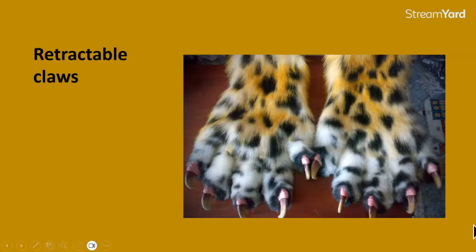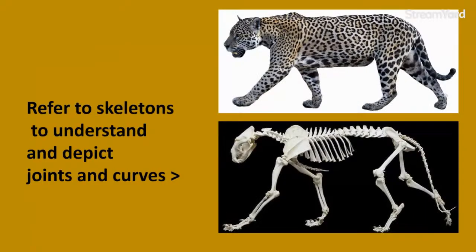And so, retractable claws. Some animals don't have retractable claws, like the cheetah, whose claws are always out because they have to run faster. But especially the other ones like the leopard have claws that help them climb the trees.